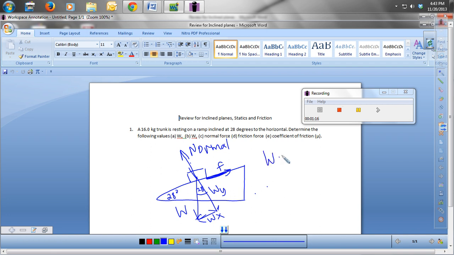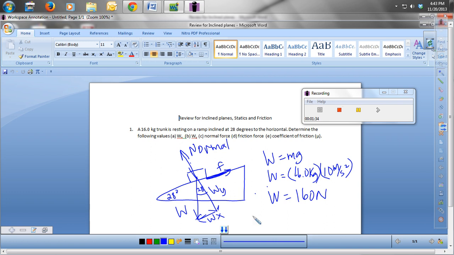I know that weight is equal to mass times gravity, so before I can find WX or WY, I have to get weight. The mass was 16 kilograms. Gravity is 10. So my weight is 160 newtons.